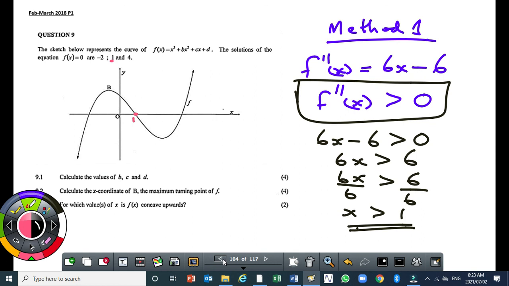If it was concave down, I'm sure you can see a sad face here. It means it is concave down if values of x are less than what? 1.